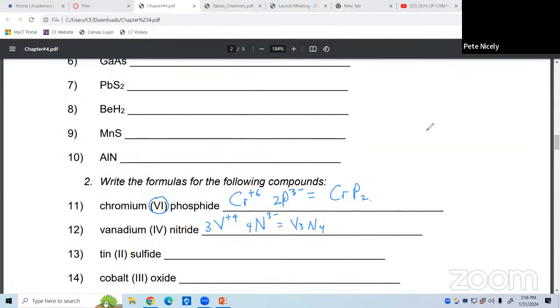So the Roman numeral in the middle, is that for the charge or is that for like the subscript? It's for the charge, exactly.